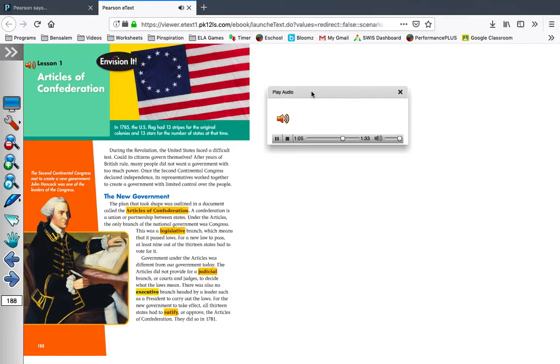Government under the Articles was different from our government today. The Articles did not provide for a judicial branch or courts and judges to decide what the laws mean. There was also no executive branch headed by a leader such as a president to carry out the laws. For the new government to take effect, all 13 states had to ratify or approve the Articles of Confederation. They did so in 1781.